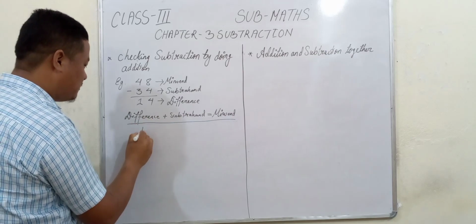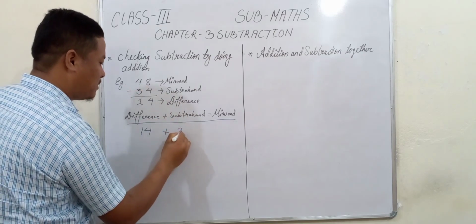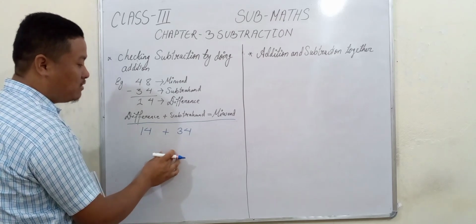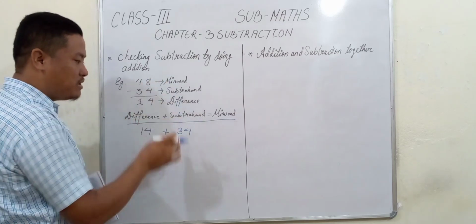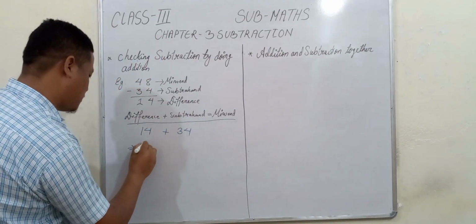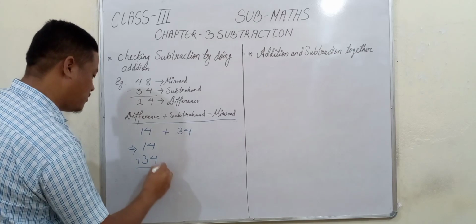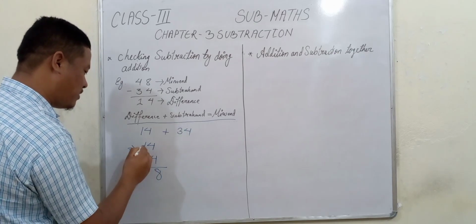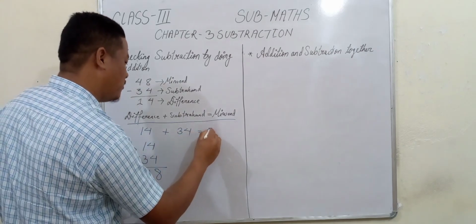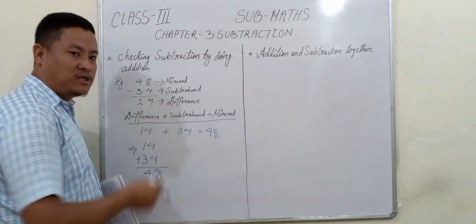Question: difference is 14 plus subtrahend, the smaller number, 34. So children, if we add these two numbers, if we get 48, the minuend, that means our subtraction is correct. Let us find out. 14 plus 34: 4 plus 4, 8; 1 plus 3, 4; 48. 14 plus 34 is equal to 48, which is equal to our minuend. That means our subtraction is correct.